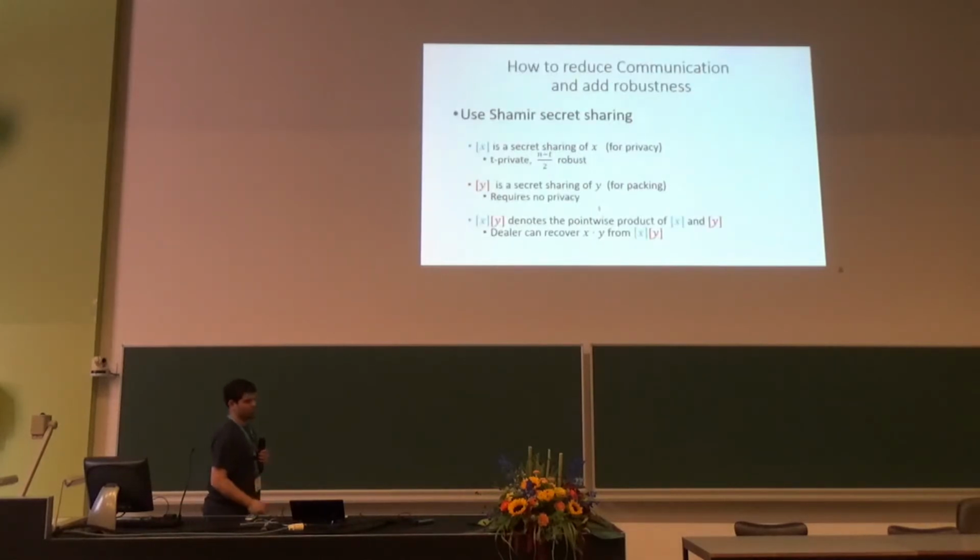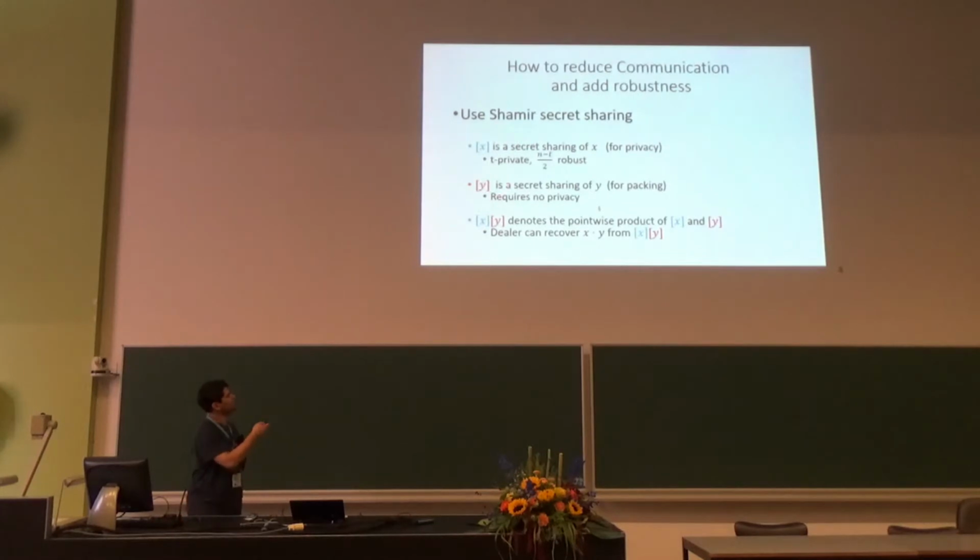Here, for optimization, we're going to use Shamir secret sharing, and we're actually going to use two thresholds of secret sharing scheme. One is going to be a private secret sharing scheme. The goal of this scheme is just to hide values. It's going to be T-private, and it's going to have to be (n-t)/2 robust. And this is going to give us privacy.